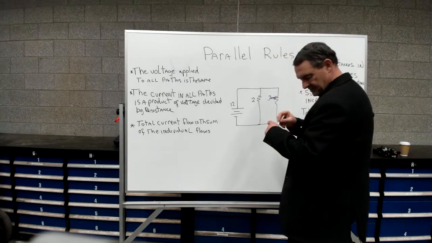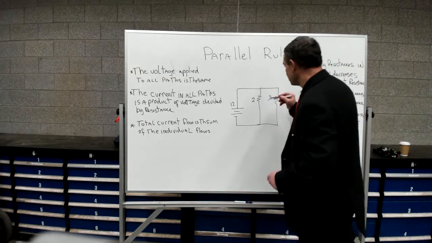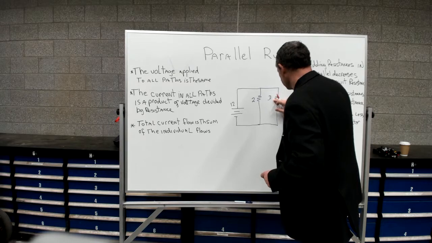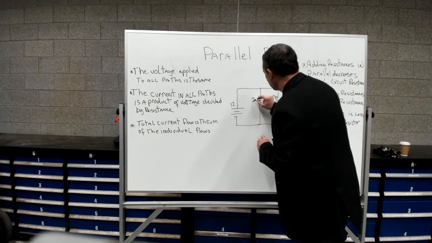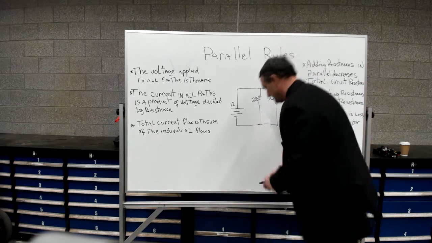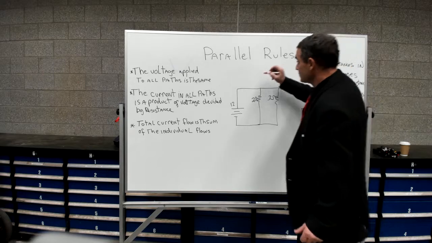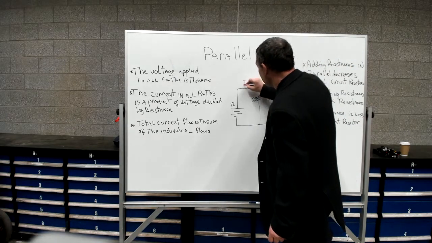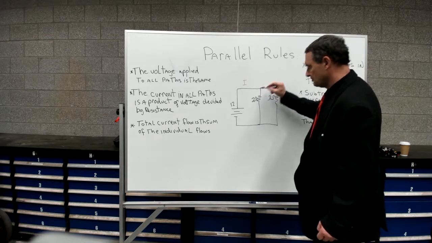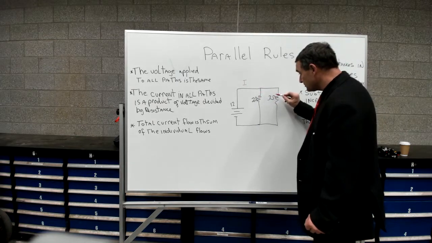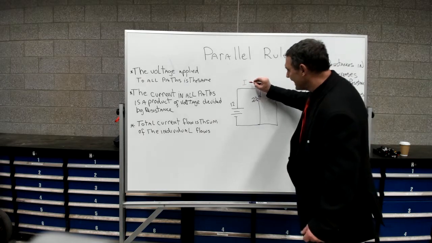I'm going to switch colors here so I don't get myself confused. Okay, so we have 2 and 3, no, those aren't amps, those are ohms. We have 2 and 3 ohms. Now I'll switch. So we want to figure out the amps for this. We want to look for I for each of these, because there's a certain current that goes through here and a certain current that goes through there.